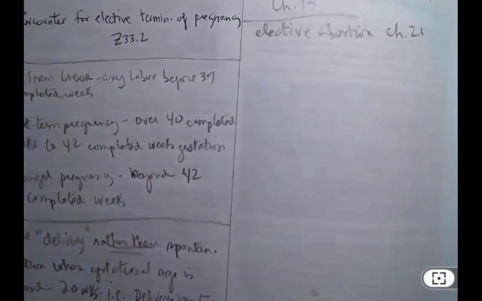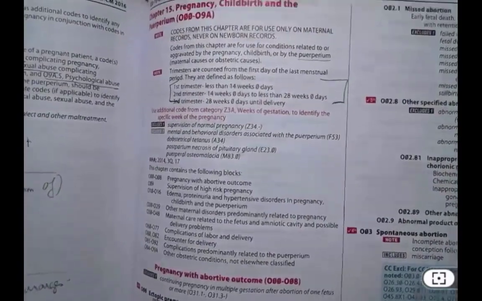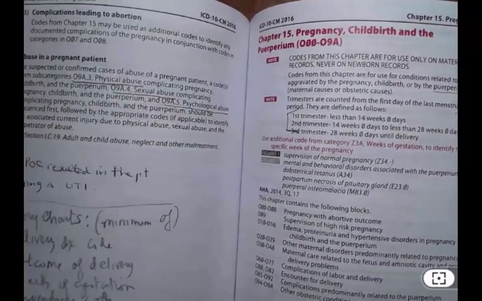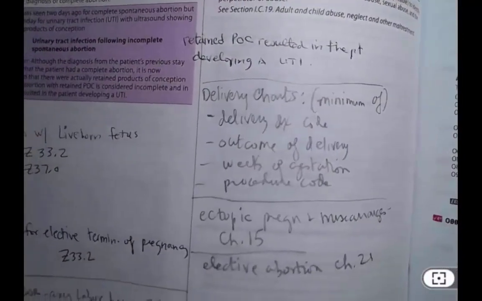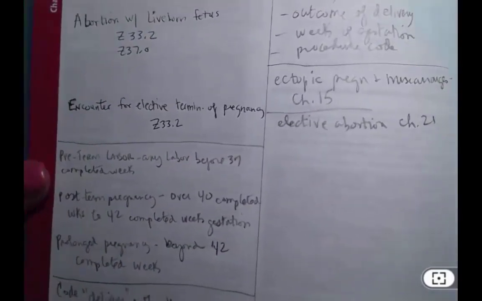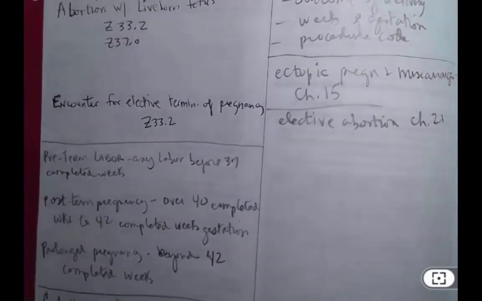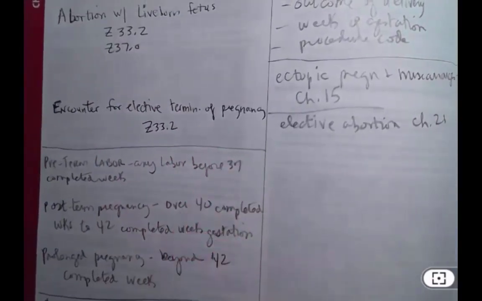So here in my code book, I wanted to show you where I have things written. This is Chapter 15 in the code book, and just opposite it's actually the end of the guidelines for Chapter 15. There's a little bit of room there, so I have written myself notes like preterm labor, post-term pregnancy, prolonged pregnancy, just to help me remember those numbers.